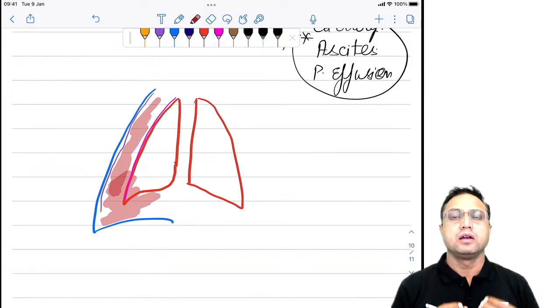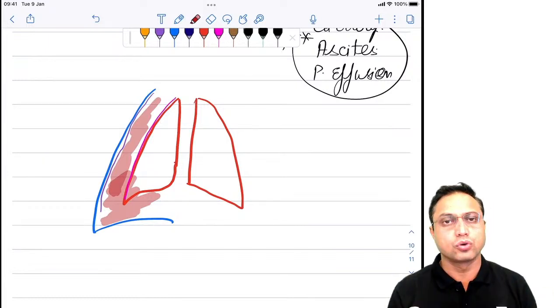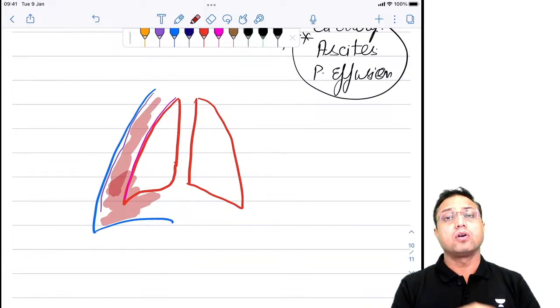Only some part, depending upon how much the fluid has been accumulating, the lung is going to function properly. So definitely the patient is going to have problem in breathing, or shortness of breath even in standing, right? But now understand the concept.